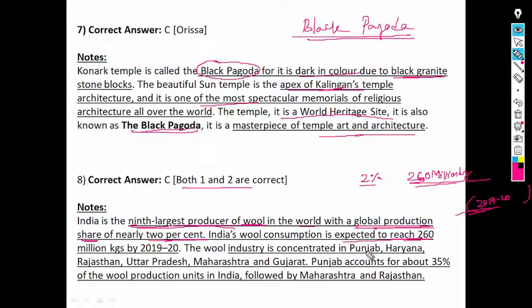The wool industry is concentrated in Punjab, Haryana, Rajasthan, Uttar Pradesh, Maharashtra and Gujarat. Punjab accounts for about 35% of the wool production, followed by Maharashtra and Rajasthan. Punjab is the best, with cities like Jalandhar.